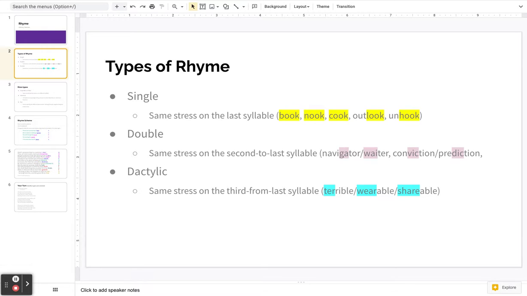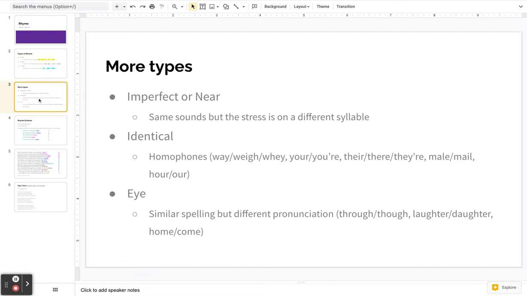Do you need to know these types of rhymes for everything that you're doing? No, that's not necessarily the most important thing. But when you're doing an analysis of a poem or a piece of literature and you want to discuss the rhyme, it's good to say the author uses double rhyme in these areas, especially going back to that parallel structure thing. If they're continually using not only parallel structure but rhyme, you want to be able to identify that. There are other types of rhyme that are imperfect or near. So the same sounds, but the stress is on a different syllable. And I'll show you some examples in a moment.